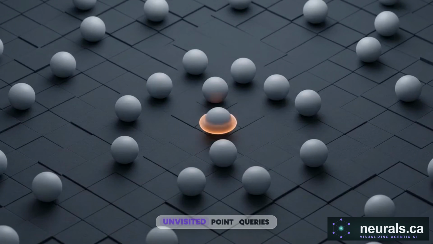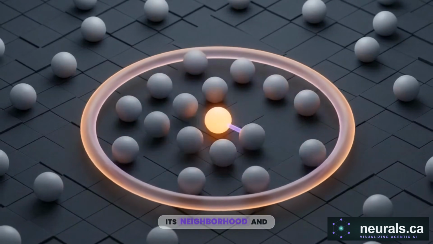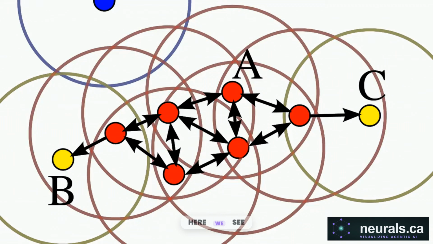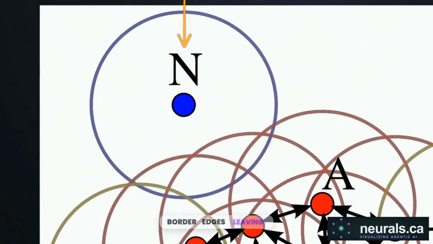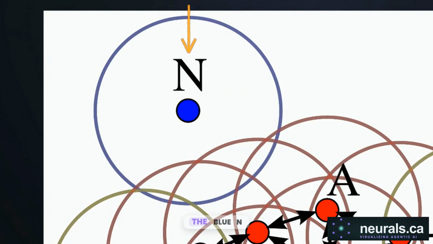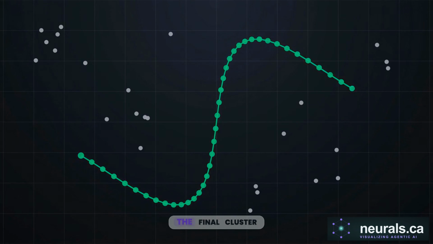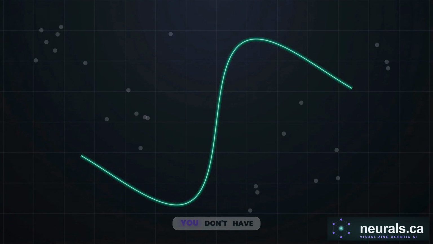With those definitions set, the algorithm executes its main loop. It picks an unvisited point, queries its neighborhood, and if it hits the core threshold, a brand new cluster is born. Here we see how the cluster expands. If an absorbed neighbor is also a core point, like the red points labeled A, the cluster grows organically, chaining overlapping neighborhoods together. Chaining halts at border edges, leaving solitary points, like the blue N, entirely untouched. By chaining these local, dense neighborhoods together, DBSCAN automatically discovers the final cluster count and shape. You don't have to guess the numbers.